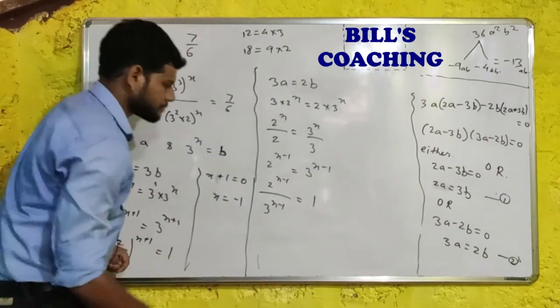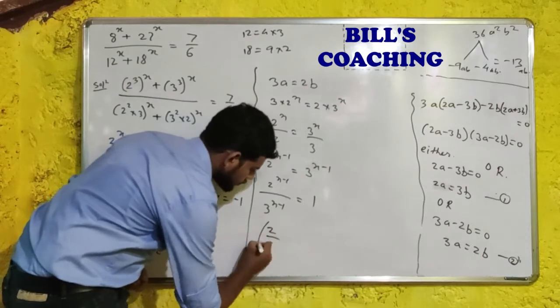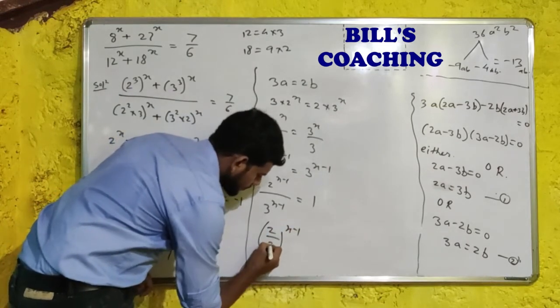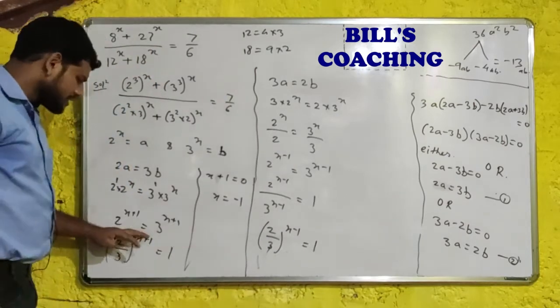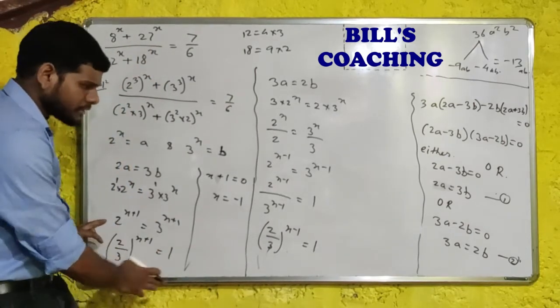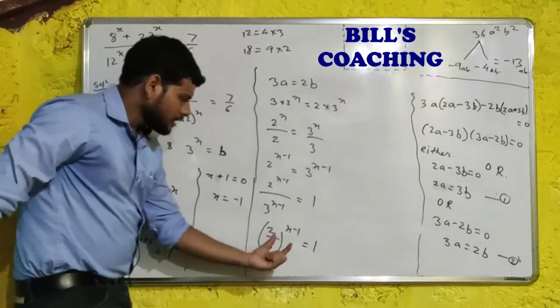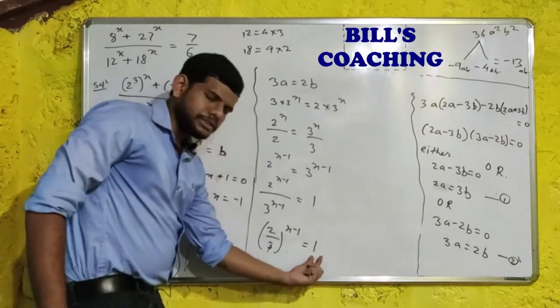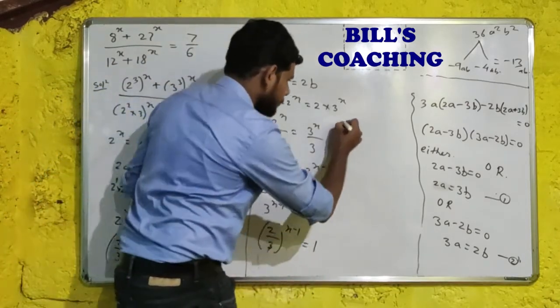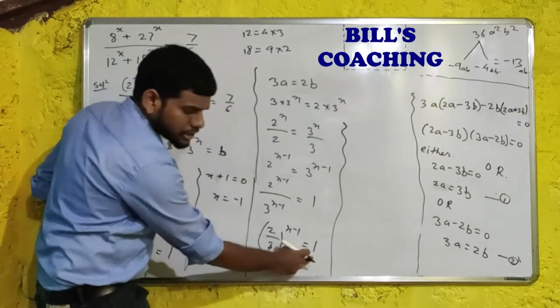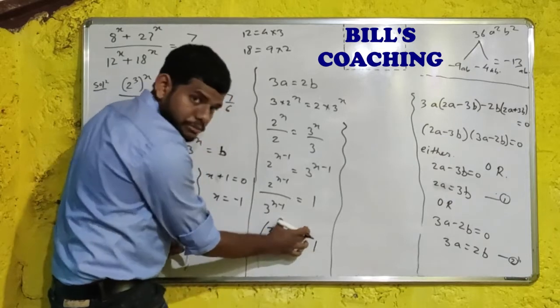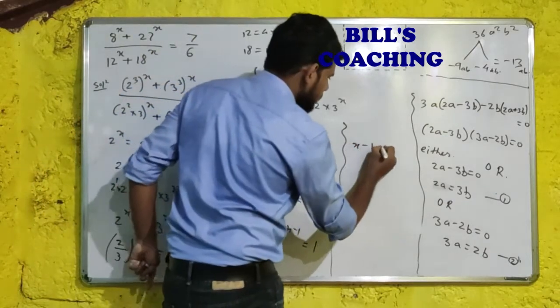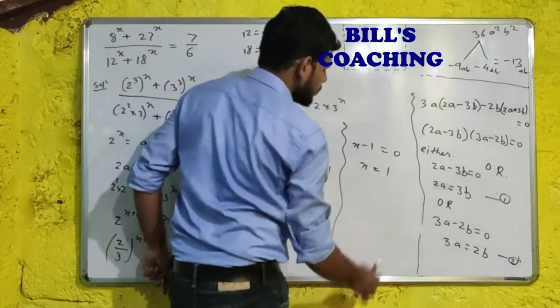So (2/3) raised to x−1 should be equal to 1. Same like this, here also I did the same thing. But here we got x−1 should be equal to 0, because this is 1, this is some term, and anything raised to 0 is 1, so this has to be 0. So we can say x−1 = 0, therefore x is equal to 1.